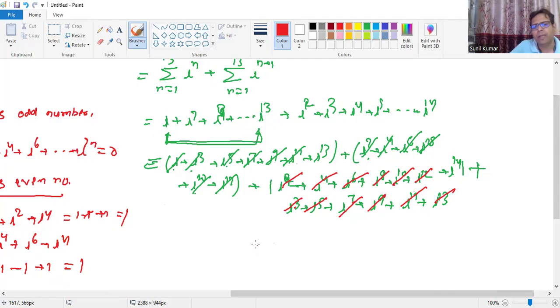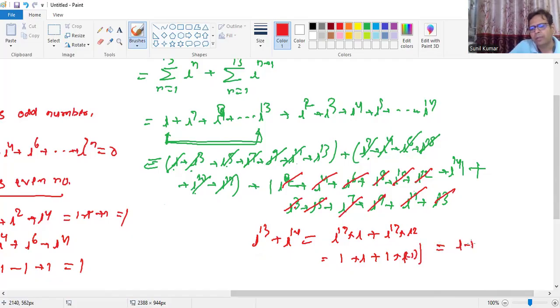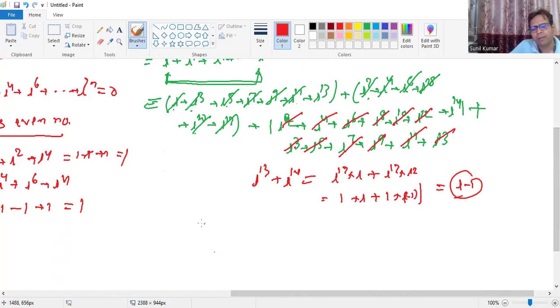So what we have is i power 13 plus i power 14. And we know that i power 13 we can write as i power 12 into i, and i power 14 we can write as i power 12 into i square. i power 12 is 1, so 1 into i, and i power 12 is again 1 into i square, which is minus 1. So we are getting here i minus 1. So the sum of n equals 1 to 13, i power n plus i power n plus 1, becomes i minus 1. This is the final answer.